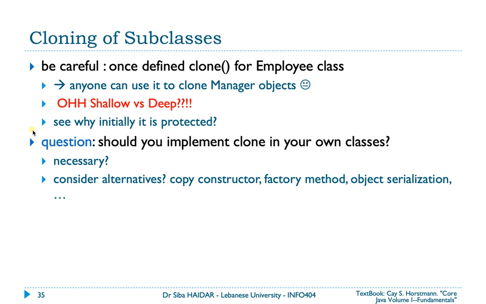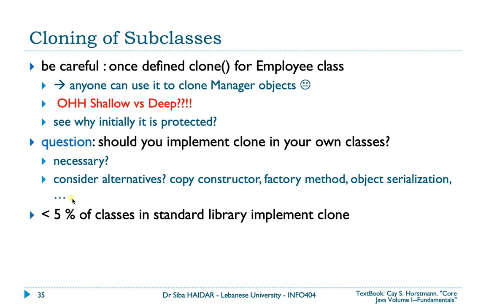If it is necessary, then maybe you should consider the alternatives to clone. Maybe clone is not the best solution. Maybe you consider the copy constructor, the factory method, the object serialization. There are other alternatives you can consider and study, but these are advanced alternatives. But you have to think and consider. And you need to know lastly that less than 5% of classes in the standard library implement clone, exactly for the same reason we are explaining in this slide.